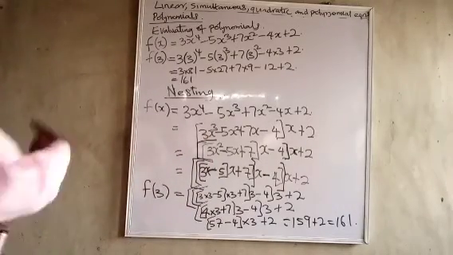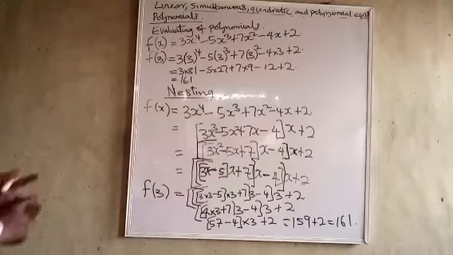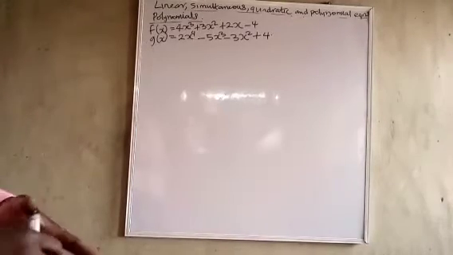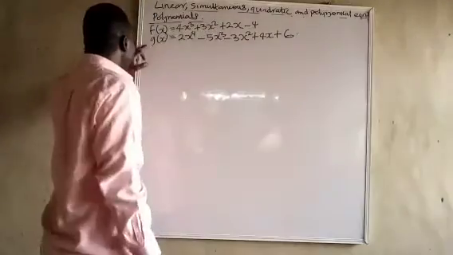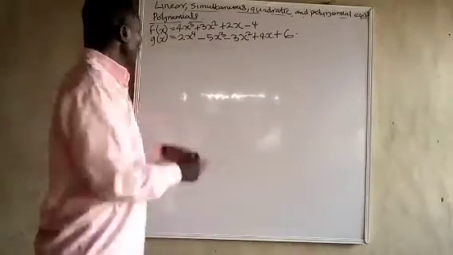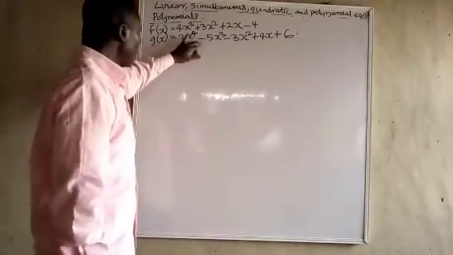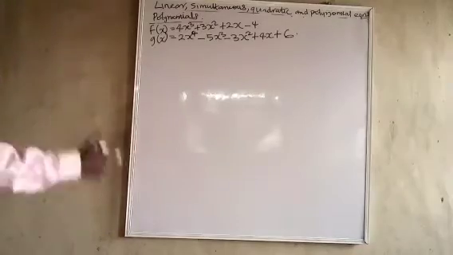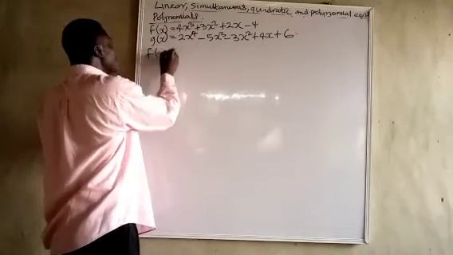Now, since we have known how to evaluate our polynomials, we can add, subtract, divide and multiply. So let's try some as examples. Now, we have f(x) equals 4x cubed plus 3x squared plus 2x minus 4, and g(x) equals 2x raised to the power 4 minus 5x cubed minus 3x squared plus 4x plus 6. Now, we are going to perform some mathematical operations on these two. So, let us say we want to do the first one, f(x) plus g(x).